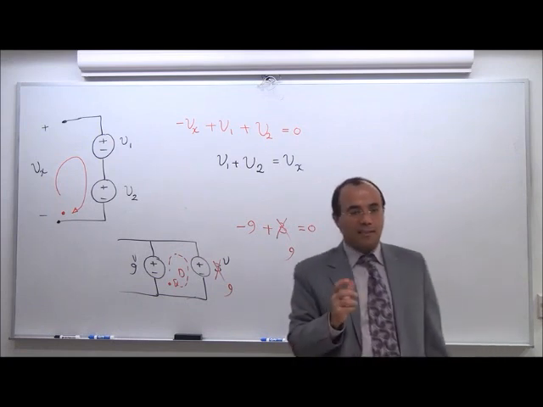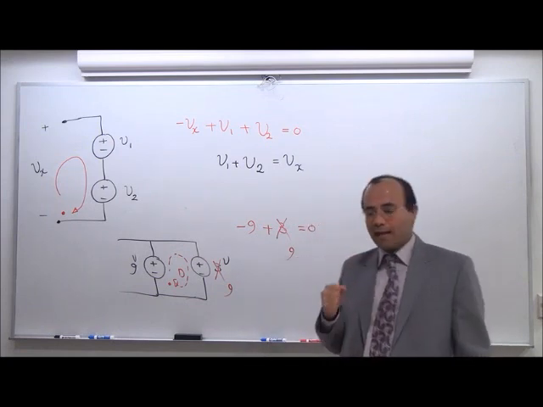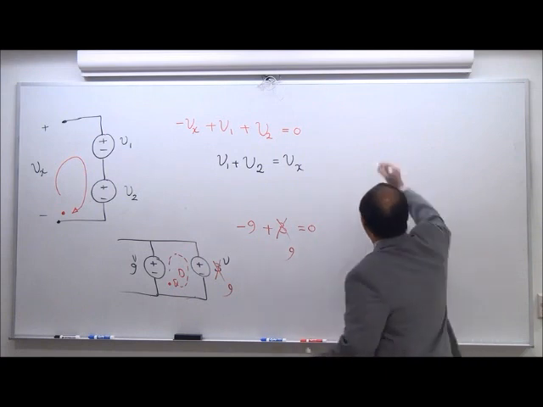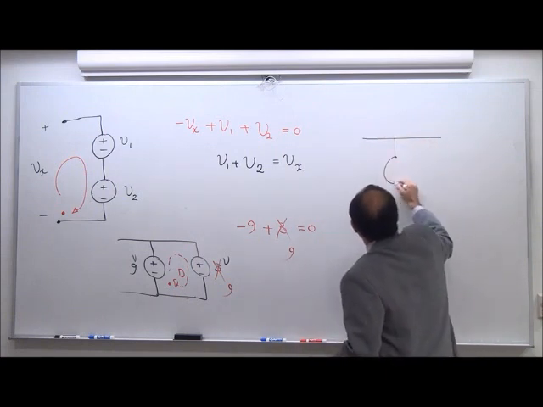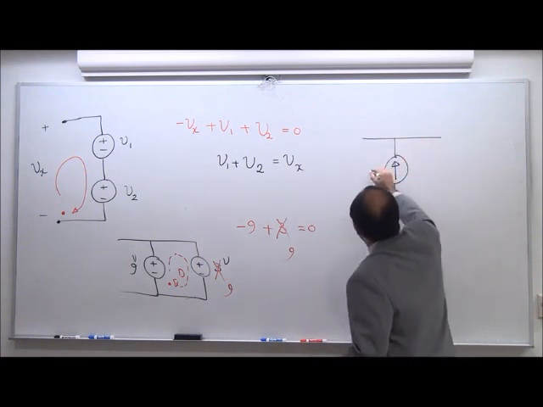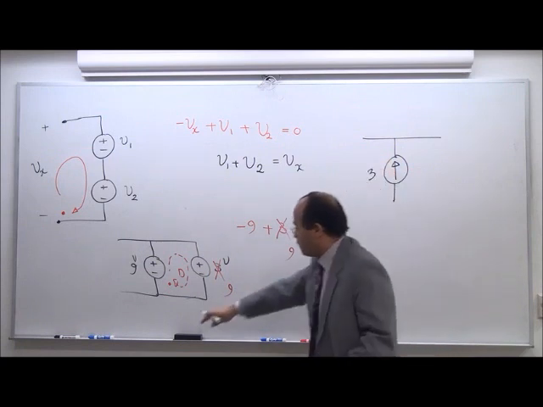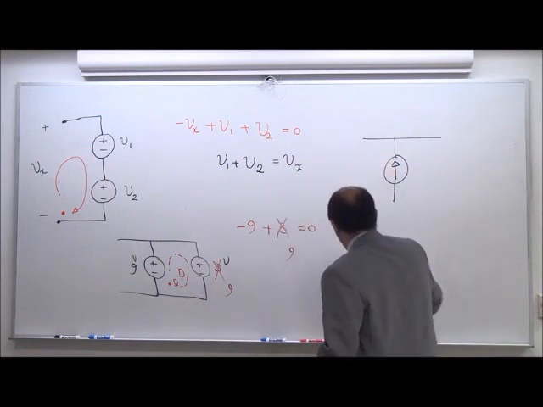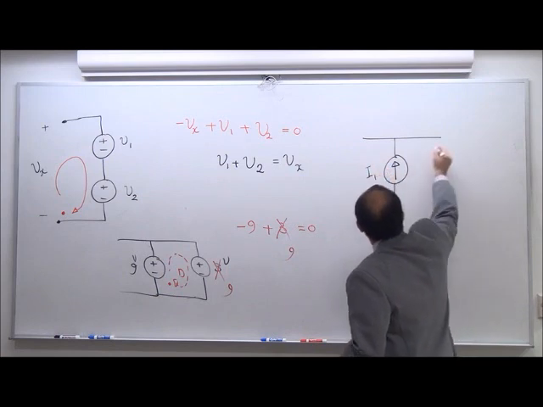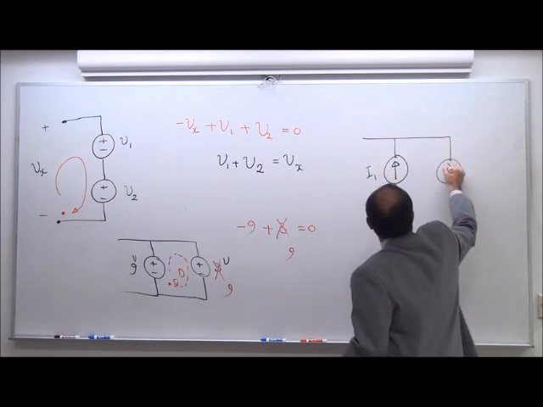Let's go and see what current sources in parallel and series would be. I want to have two current sources, and I'm going to have this as, say, 3 amp. For now, I'm going to call it I1. So I'm going to call this I1, and then I'm going to call this I2.